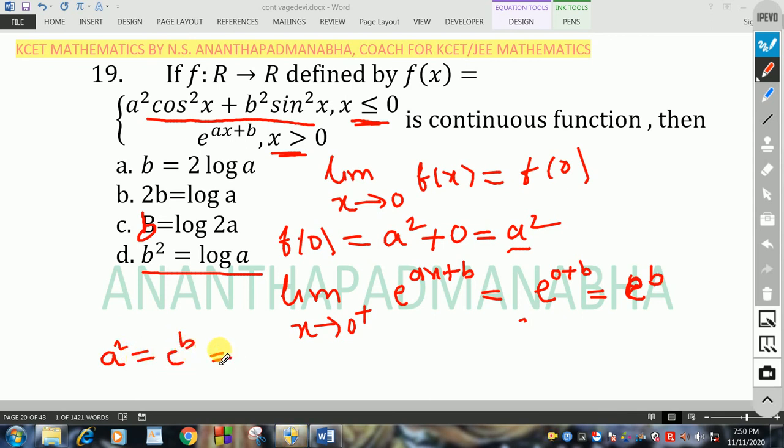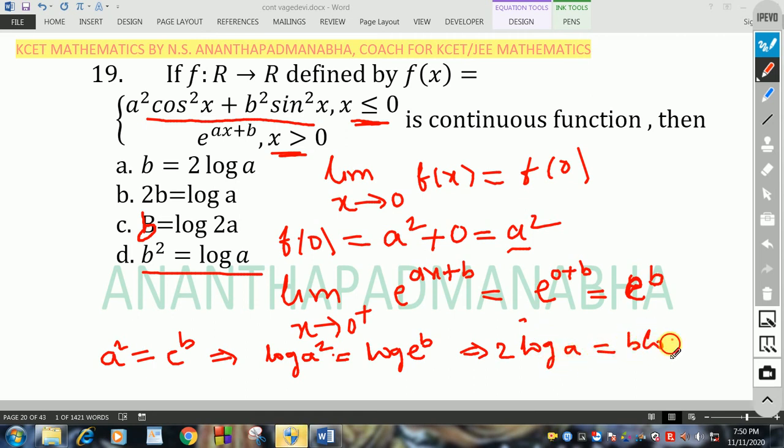So I will take log on both sides. Log a square is equal to log of e to the power of b. This implies log m to the power of k is k log m. So I have 2 log a is equal to b log e. So log e is 1. So 2 log a is equal to b, because logarithm of e to base e is 1.